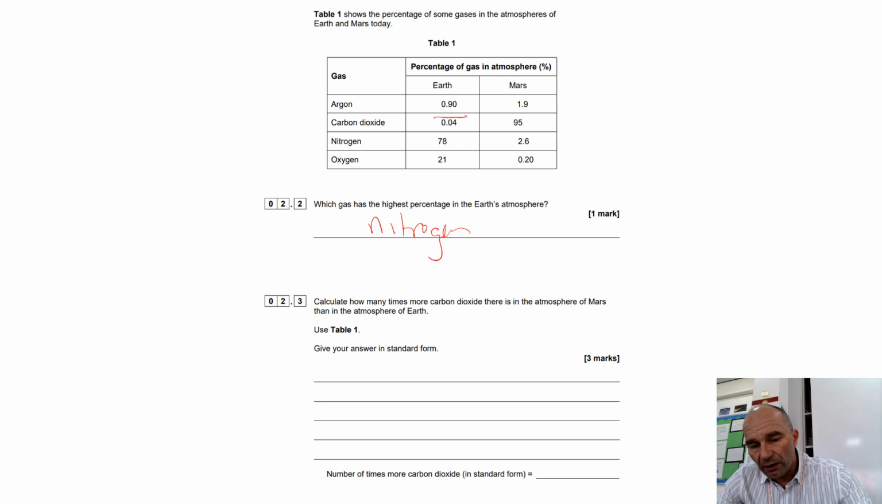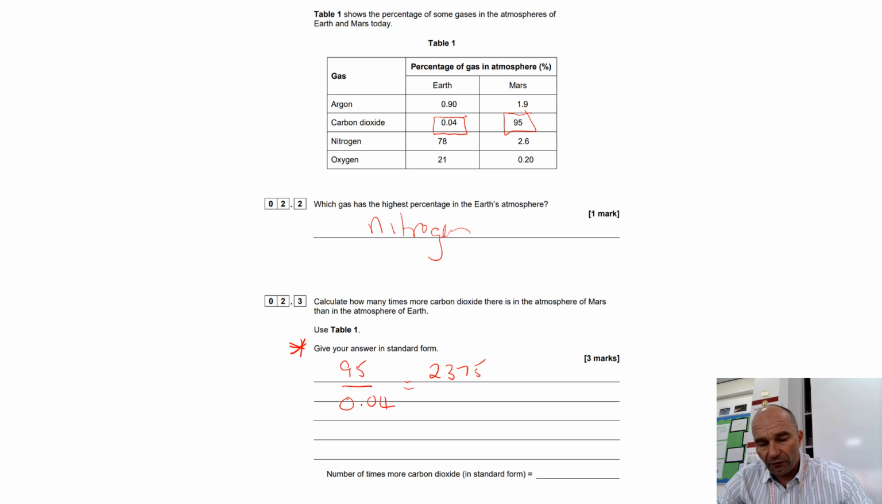So carbon dioxide on Earth is 0.04%. On Mars, it's 95%. Well, how many times more carbon dioxide is there in the atmosphere of Mars than on Earth? So we need to do 95 divided by 0.04. If you put those numbers in your calculator, you end up with 2,375 times more carbon dioxide in Mars' atmosphere than on Earth.